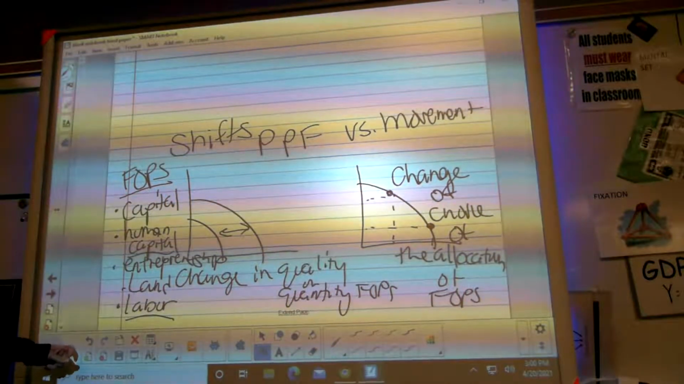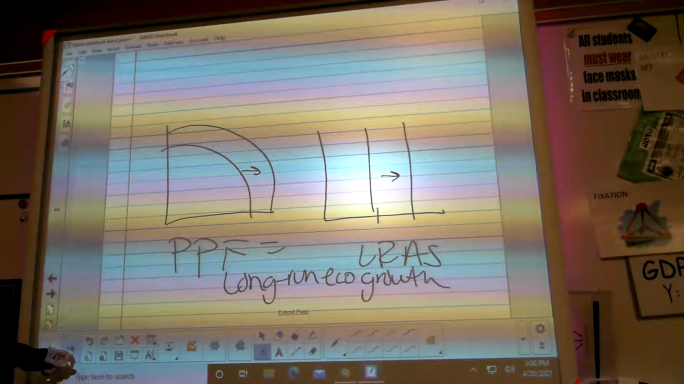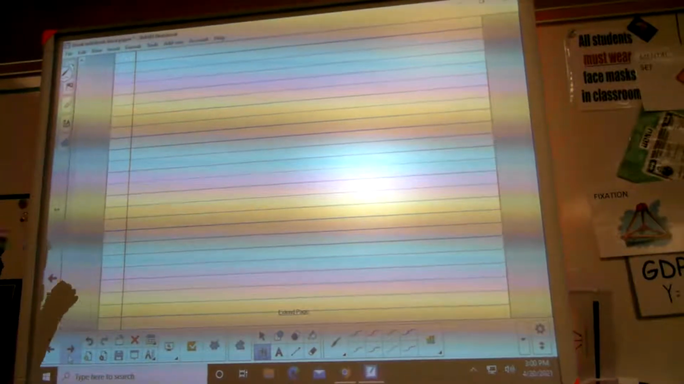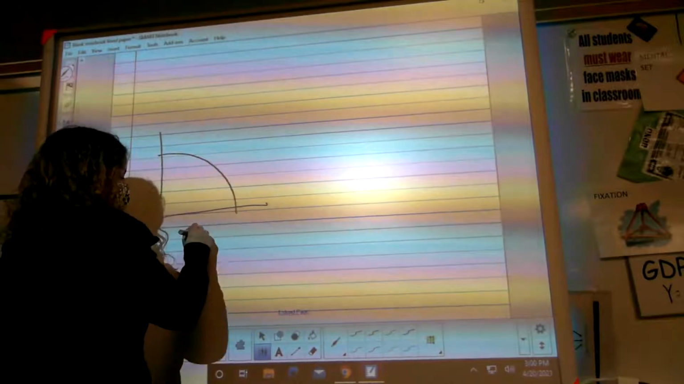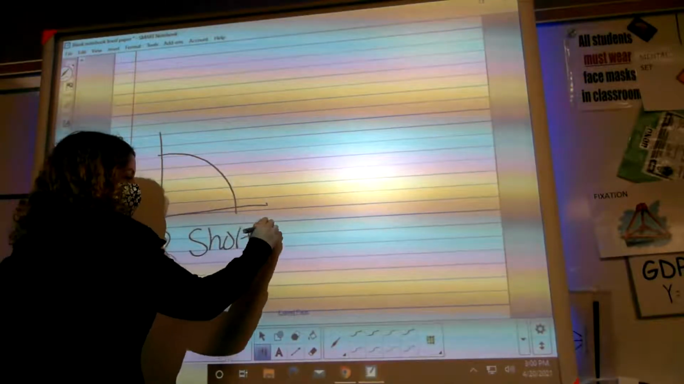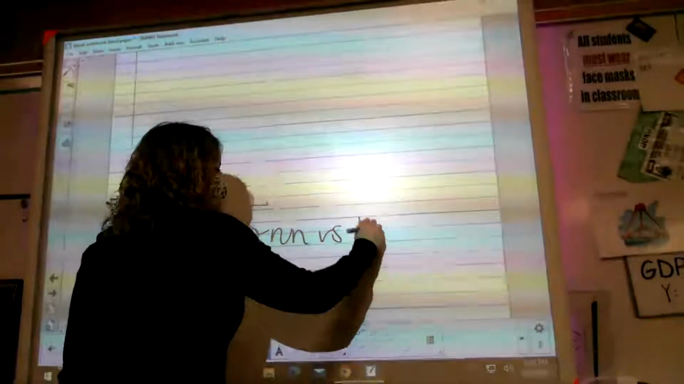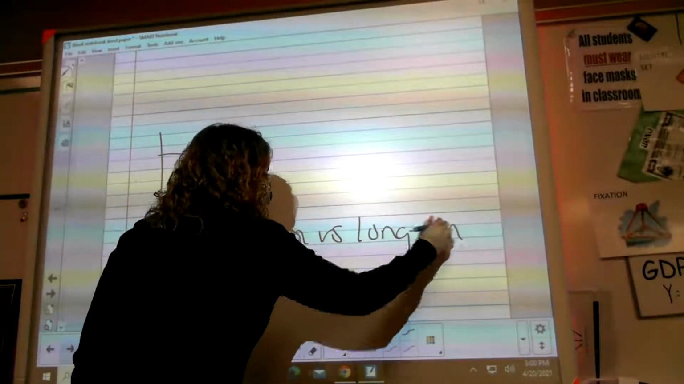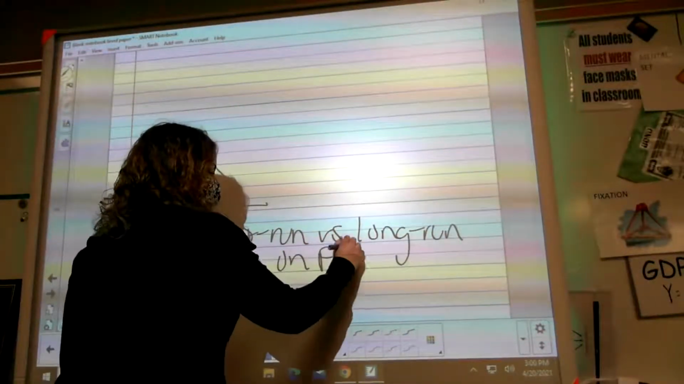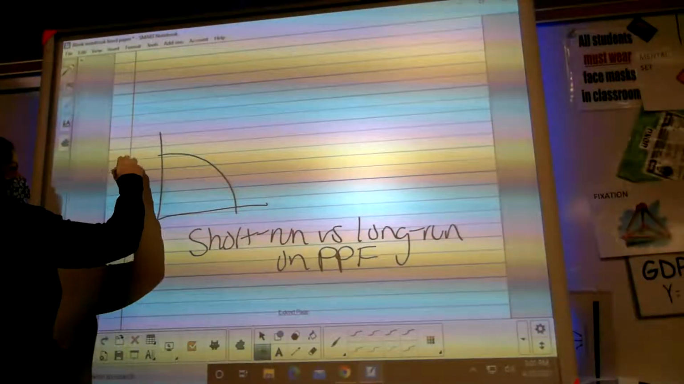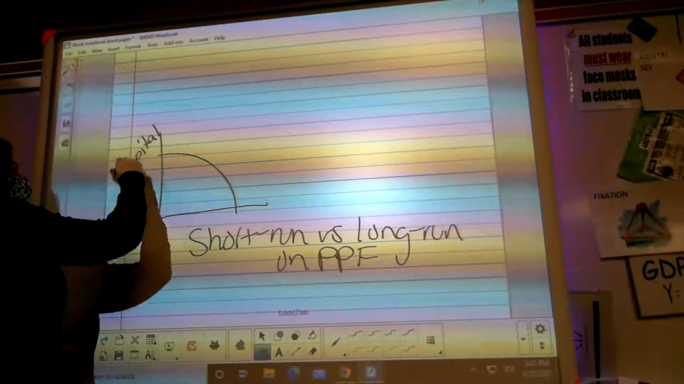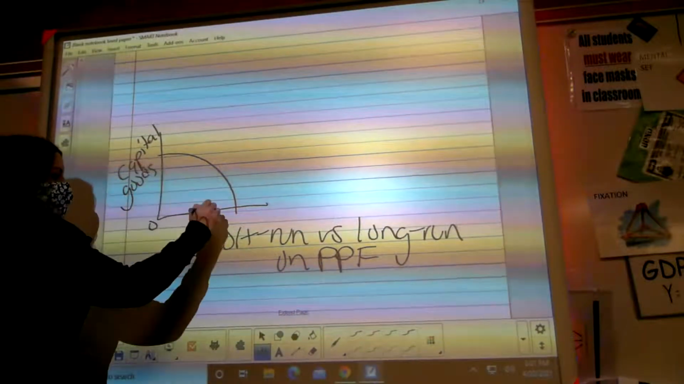Okay. Let's talk about the idea of short run versus long run on PPF curves. And let's say capital goods and consumer goods.